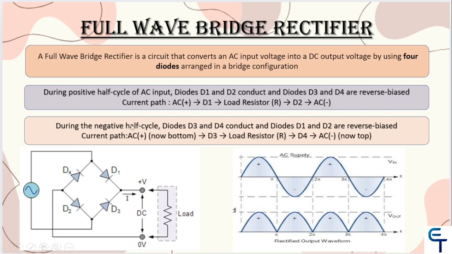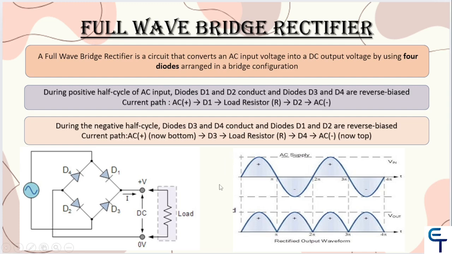During the negative half cycle, let's say it is negative on top and positive at the bottom. Positive over here will make D2 reverse biased and negative over here will make D1 reverse biased. So the two diodes which will be conducting are D4 and D3. Now the current will flow from the supply through D3, the load resistance, D4 and back to the supply. So you can see during the negative half cycle there will also be current flowing through the load resistance.